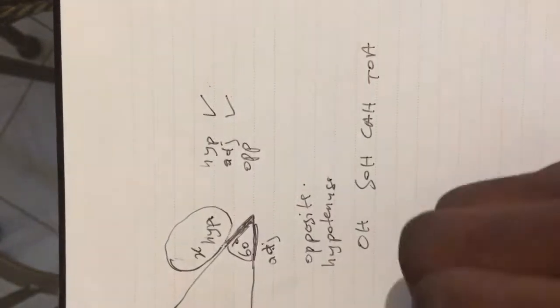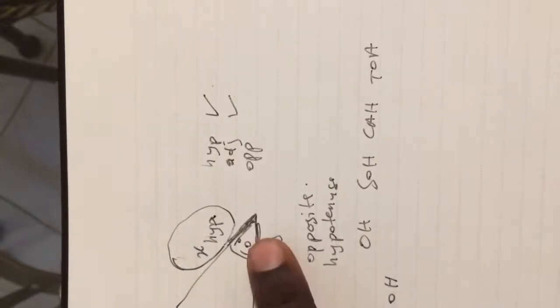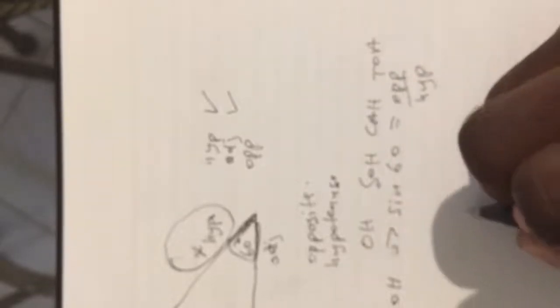So it's the SO ratio. We're going to use SO, so it's going to be sine of the angle. The angle is 60, so we're going to have sine 60 is equal to opposite over hypotenuse. So then sine 60 is equal to, alright, so what's the opposite side equal to?